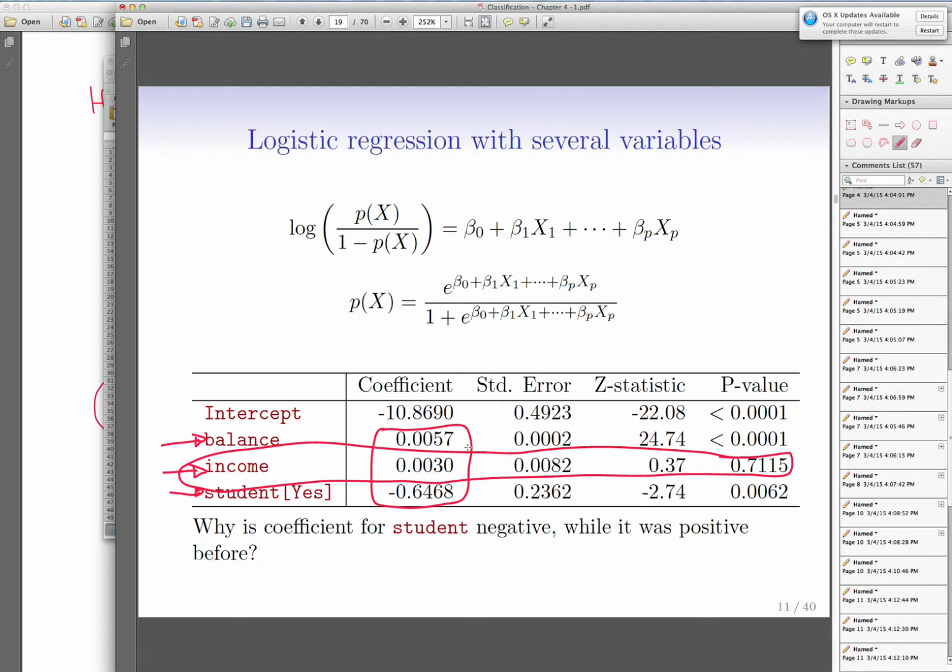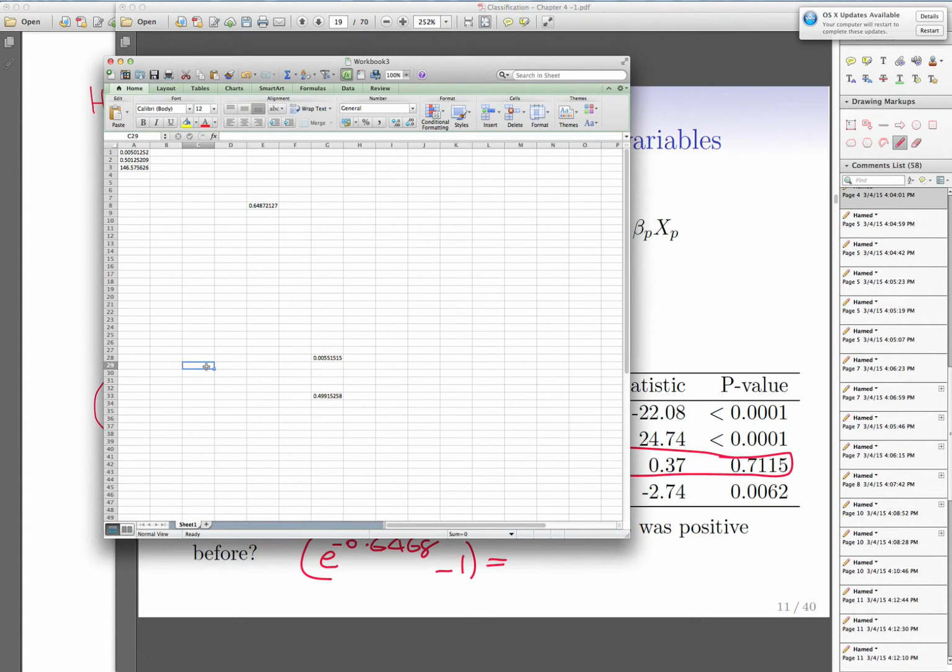The answer is we should be very careful when we interpret these results. So let's see what this number signifies. Let's first estimate this part. Exponential of negative 0.64 minus 1. So exponential of negative 0.6468 minus 1 is negative 47.